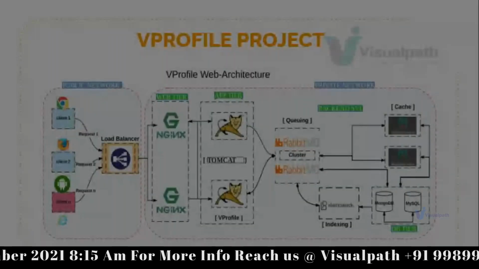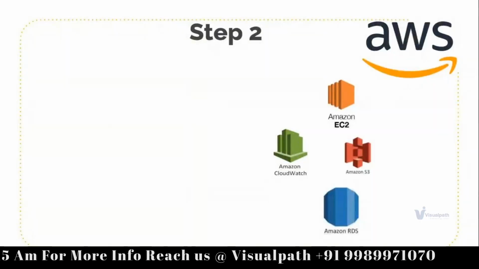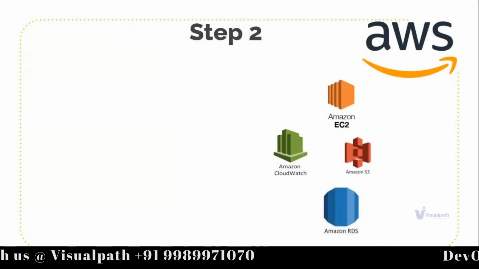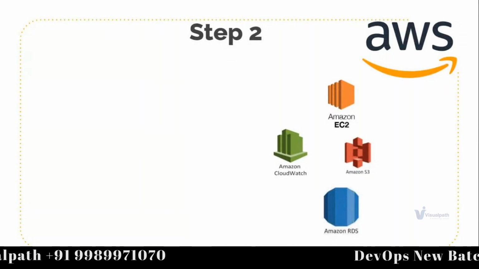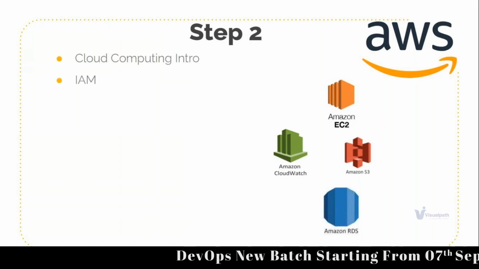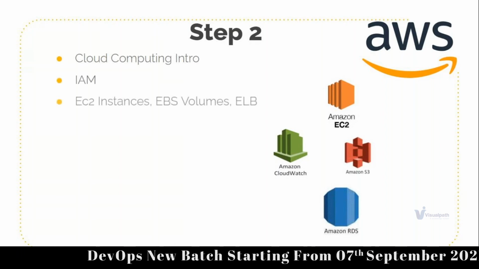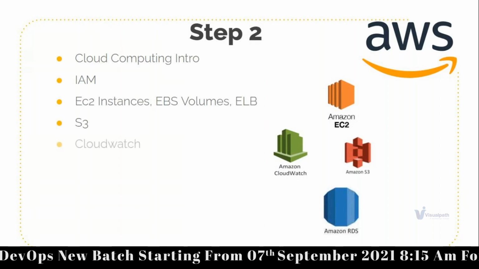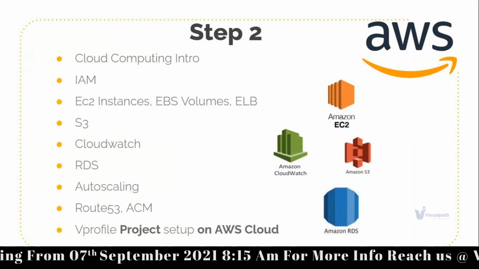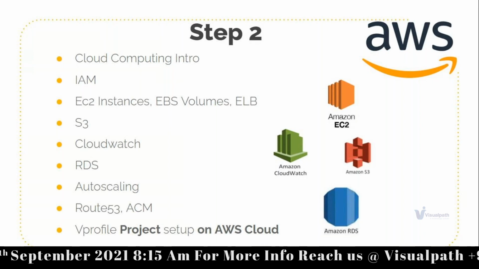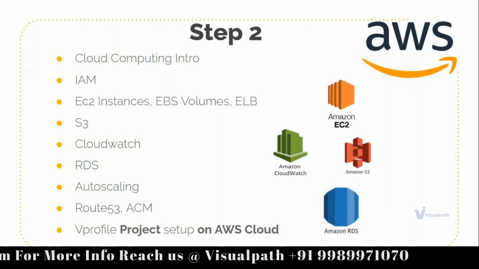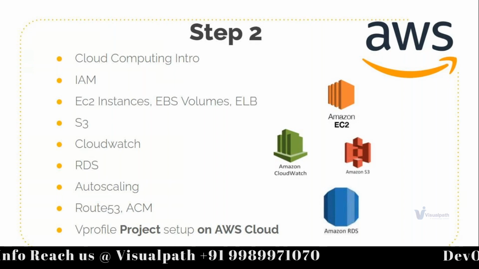Once you're done with deploying the vProfile project, you're going to learn AWS cloud computing, where you're going to migrate that project to the AWS cloud. But before that, you're going to understand different services of AWS: IAM, EC2, S3, CloudWatch, RDS, auto scaling, Route 53, ACM, and of course, you're going to migrate your vProfile project to the AWS cloud. Now, this is AWS part 1. We have AWS part 2 later.